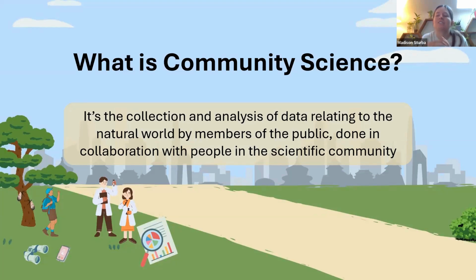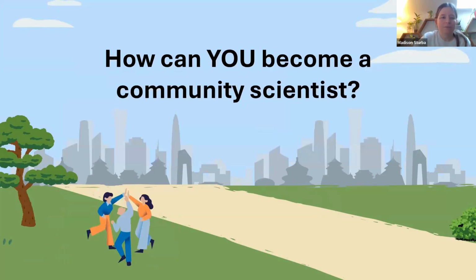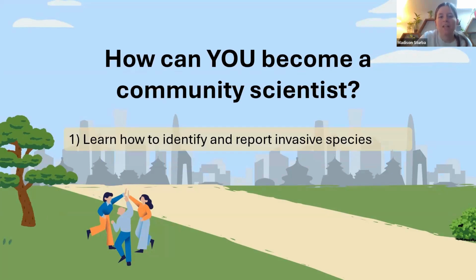So community science really is a lot of collaboration. It connects everybody together. I really want to dive into just a few of the different ways you can actively get involved as a community scientist. Absolutely anybody can be a community scientist. You don't need any sort of prior knowledge or courses or anything like that. All you really need is a love of nature. And so one of the best ways you can get actively involved in invasive species prevention is to learn how to identify and report invasive species.